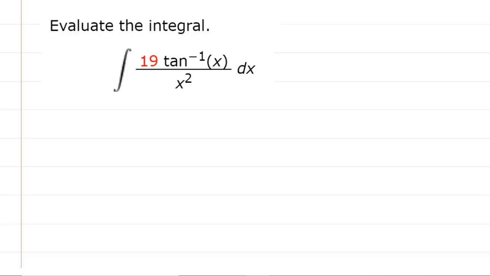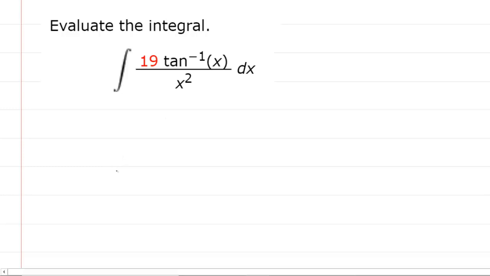There's no powers of sine and cosine being multiplied, so it's not a trigonometric form. It's not a rational function, so we can't use integration using partial fractions. There's no square root involved, so trigonometric substitution isn't going to work either. The only other technique that we might consider is integration by parts.